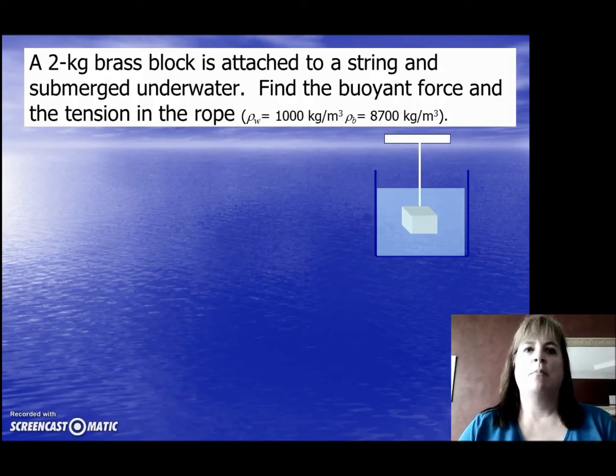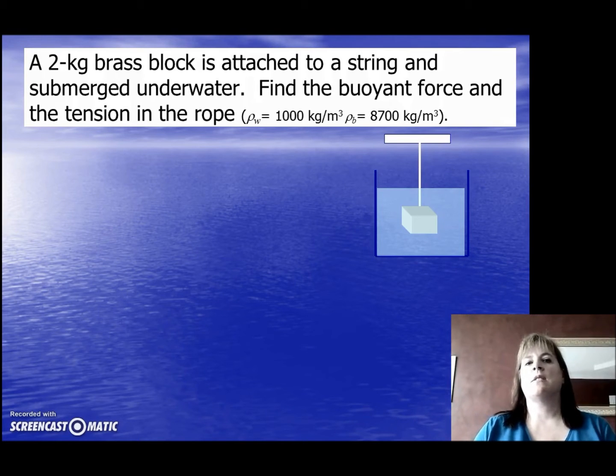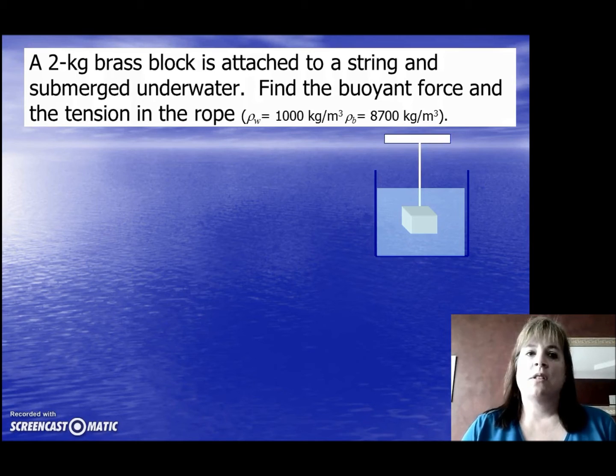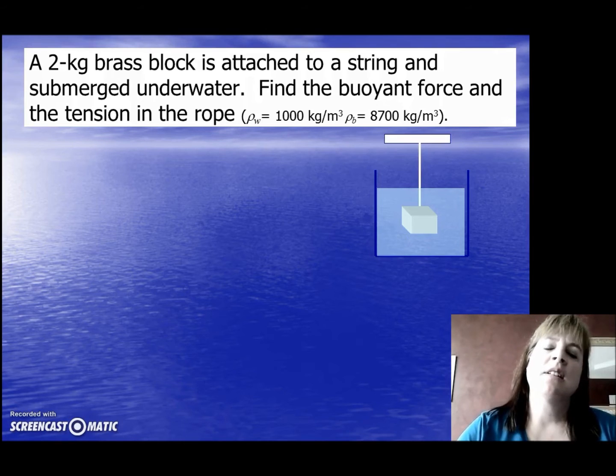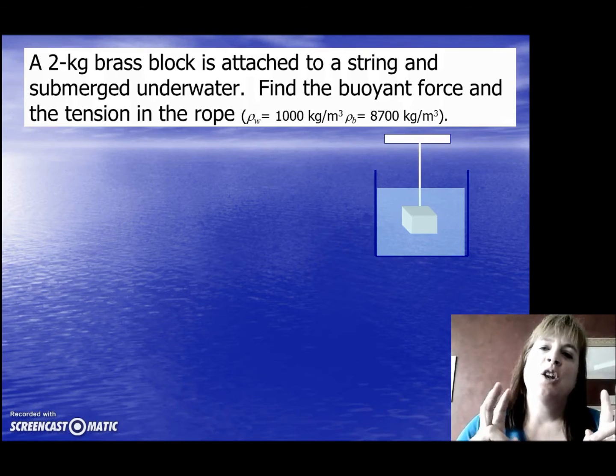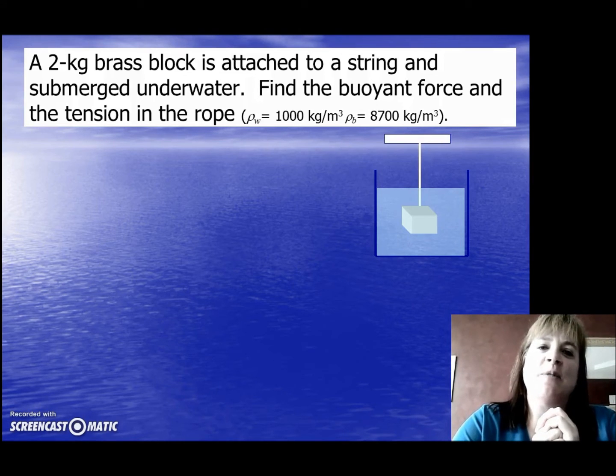Here I have a block that is tied to a string and submerged underwater. I want you to find the buoyant force on the object and the tension in the rope. I've given you three things: one, the mass of the block, the density of water, and the density of the brass. Notice that density is very close to the density I found for my unknown object in the last video.